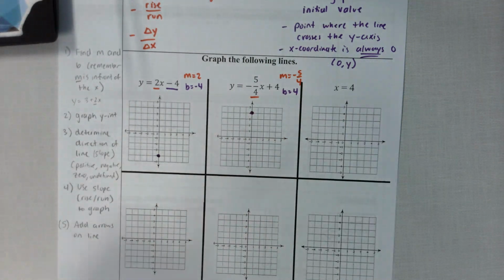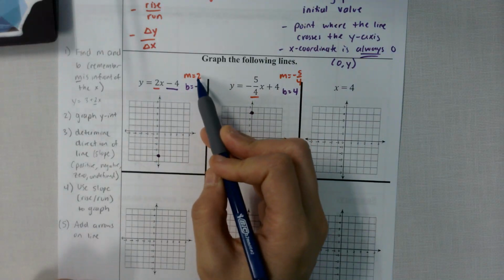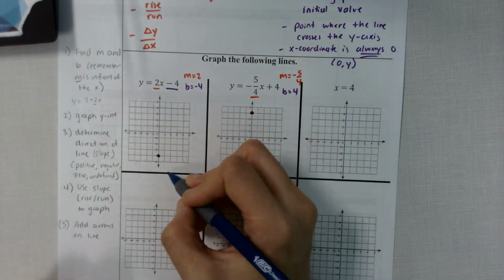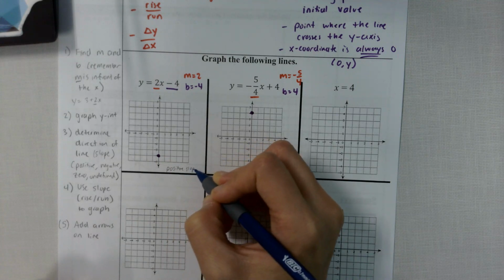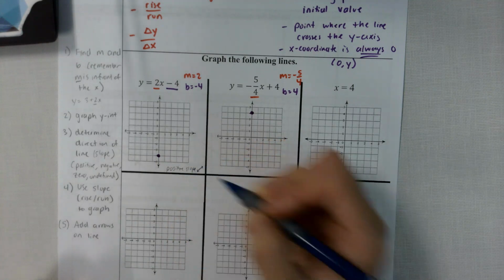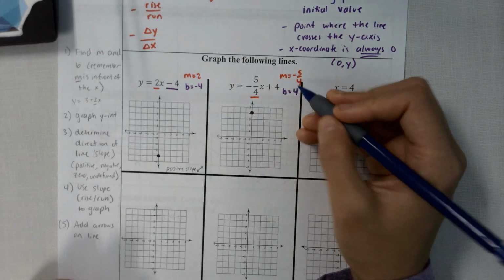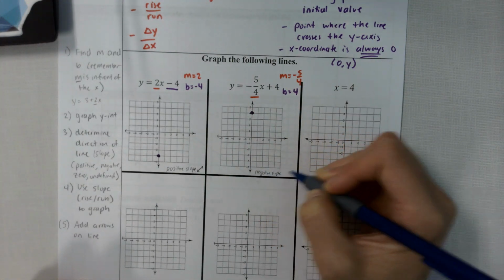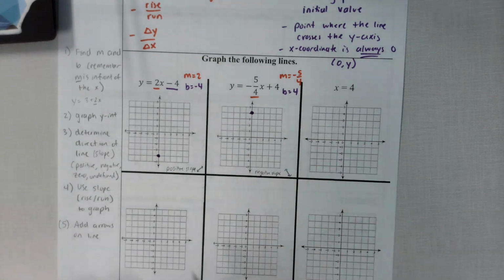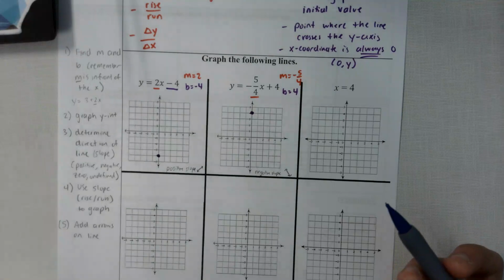Now we want to determine the direction of the slope. So we see that m is 2, it's a positive number. So I'm going to put right here positive slope. I'm just going to sketch a little positive line. And then here, m is negative, so we have negative slope. This is what it should look like. Now, it's not going to be exactly like that, but just to make sure that you're on the right track, because sometimes people will mess up.